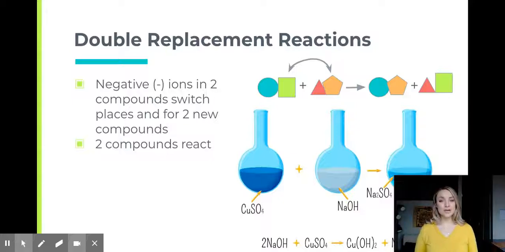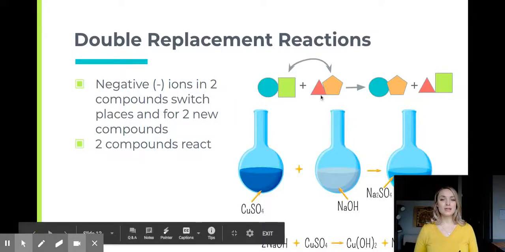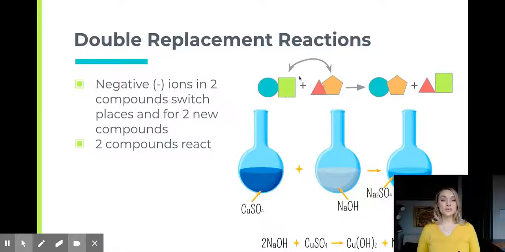So if we look at the diagram right here on the top, we've got the blue circle and the green square, and the pink triangle with the orange pentagon. In this instance, our square and our pentagon are going to switch places. And we're going to end up with our products of blue circle, orange pentagon, and pink triangle, green square. See how our green square and our orange pentagon just swapped? That's exactly what a double replacement reaction is.